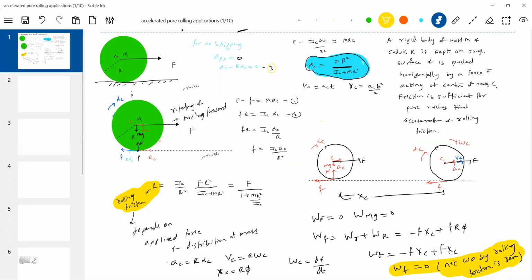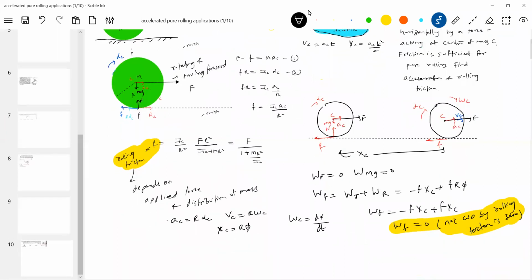When will it be 0? When it is pure rolling, with no slipping. Net work done by rolling friction is 0 in pure rolling. So we'll put that statement: in pure rolling. Agree with this?